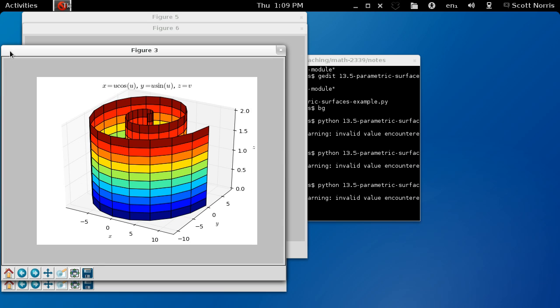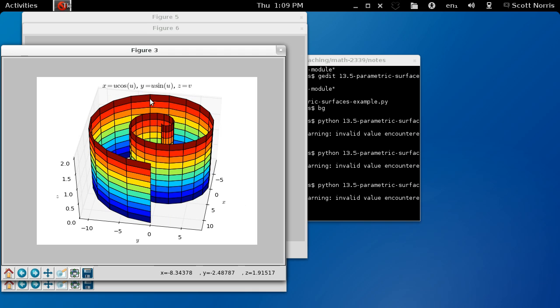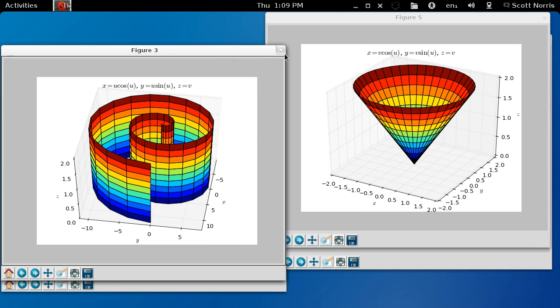More examples. Here is that thing that I sketched for you a few slides ago. u cosine u, u sine u, so that's like r equals theta, where z equals v. So we get a spiral and then extended upward in the z direction.